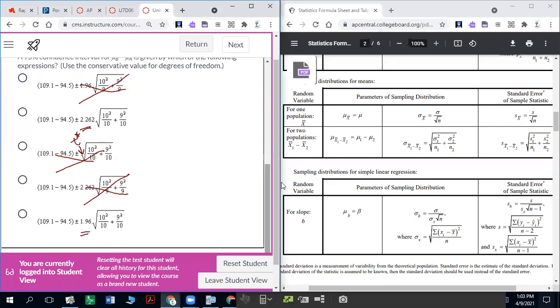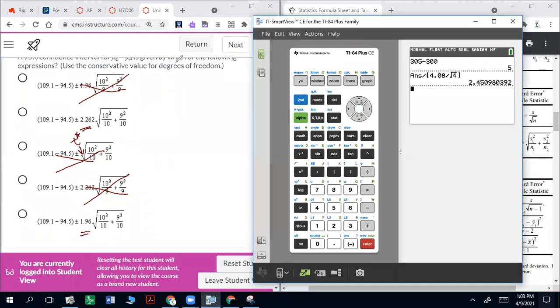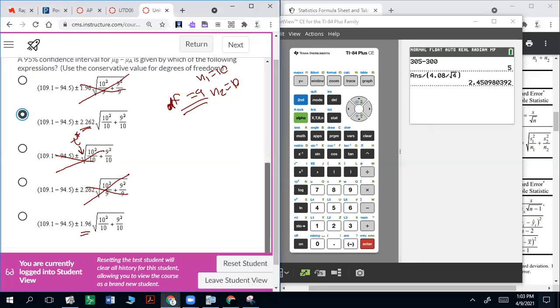So the question says, how do you determine your T star? Well, I like to use inverse T. It says use a conservative degree of freedom, so it's going to be the lesser of the sample sizes. Since both samples are 10, your degree of freedom is going to be 9. Well, how do we get that? Well, this is going to be, what was it, a 95%?